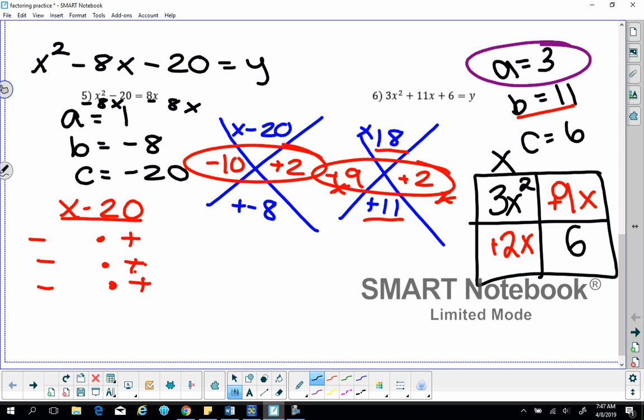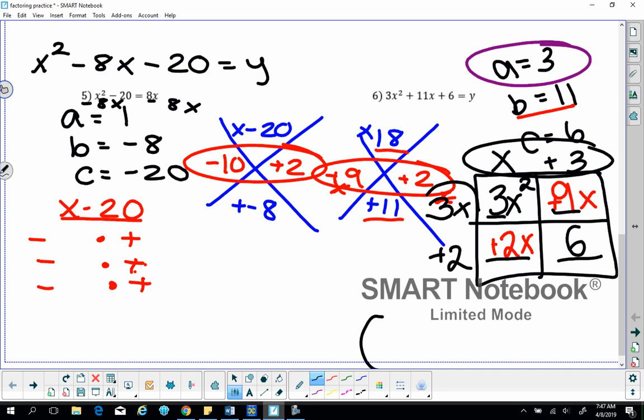Then what's the greatest common factor of 9 and 6? What number goes into both of them equally? 3. Positive 3. Then I do it this way. They both have an X, but what's the greatest common factor of 3 and 9? 3. So it's going to be 3x. What's the greatest common factor of 2 and 6? 2. And so those are your factors. So your answers are these right here. 3x plus 2, x plus 3.